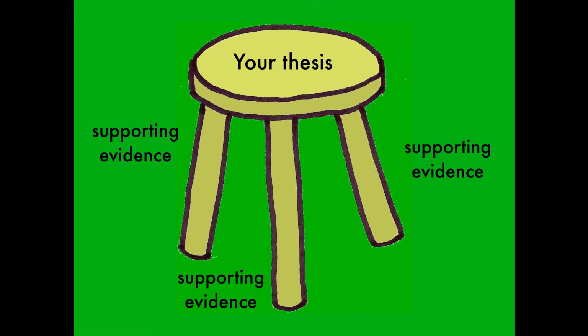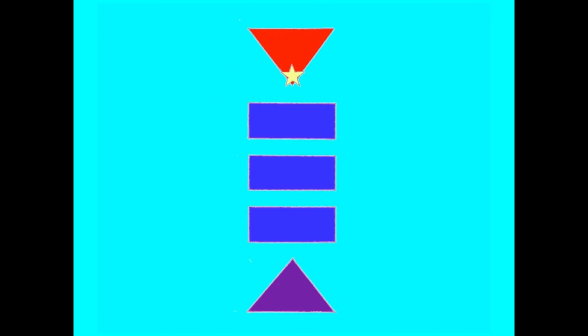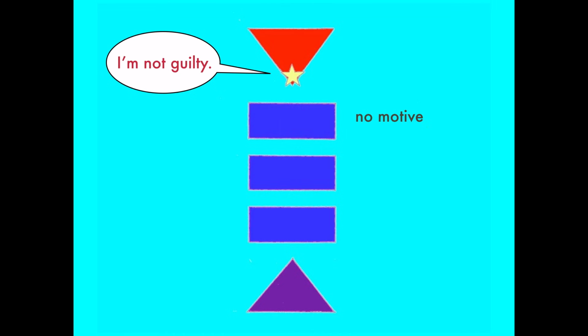So this is how it works. If this was a trial, the defendant's plea, not guilty, would be the thesis, and the evidence to prove his or her innocence would be the body of the essay. This middle section should be the longest part of your essay.